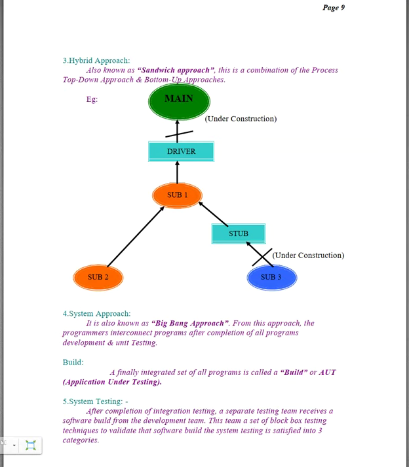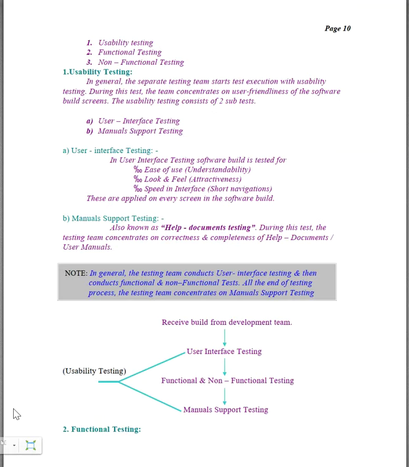Then we will move on to system testing. After this integration testing, a separate testing team receives a software build from the development team. It has a set of black box testing techniques to validate whether the software satisfies all the required conditions. There are three types of system testing: usability, functionality, and non-functionality.